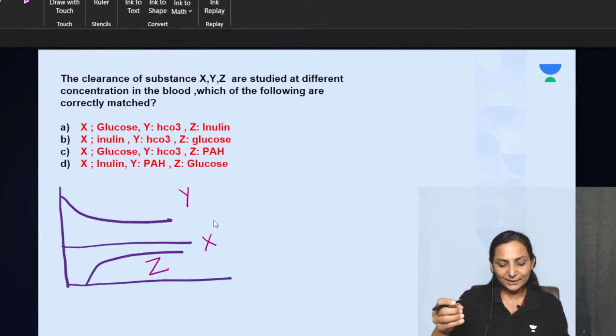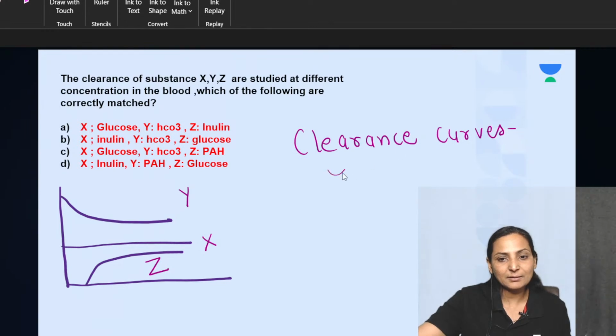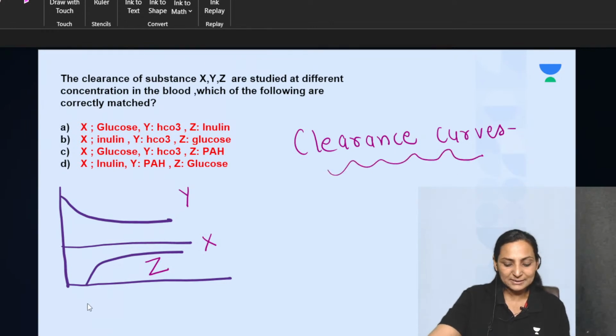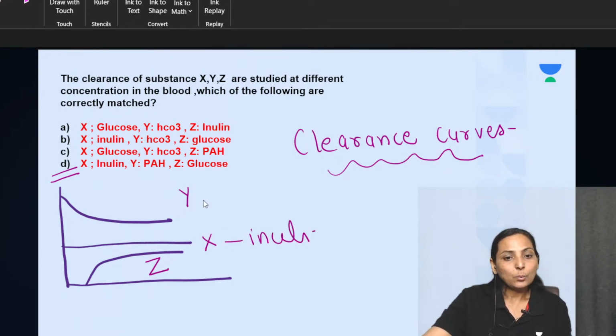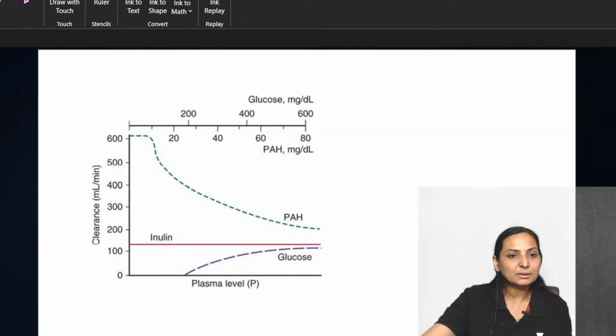So anybody would like to give me the correct answer with this? This is what we call the clearance curves, right? So the correct answer is D. What is it? X is inulin, Y is para-aminohippuric acid and Z is glucose. So let's look into the clearance curve.